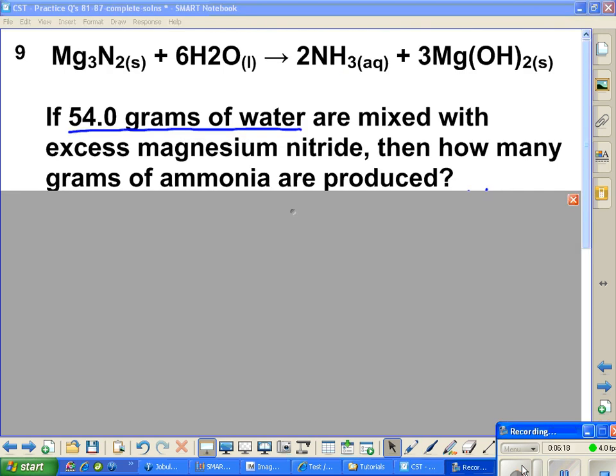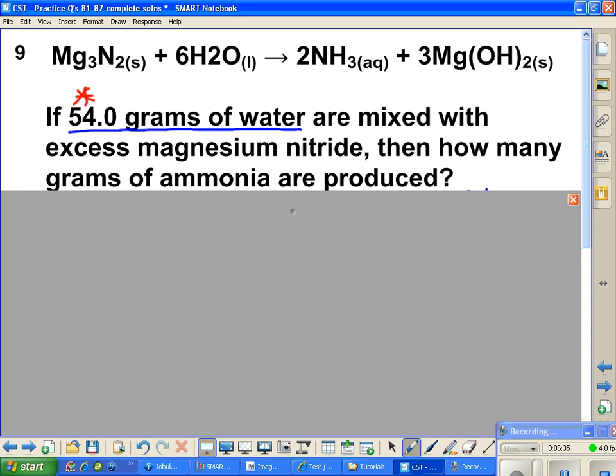Okay, number 9 here. We're given a balanced equation, and that balanced equation allows us to deal with what the question is. We're given 54 grams of water, as you see right here, and they're mixed with magnesium nitride, this guy up here, and they're asking how much ammonia is going to be produced? Well, your ammonia is right here. So how much in grams of ammonia are we going to get? Let's look at a diagram of what we're going to do.